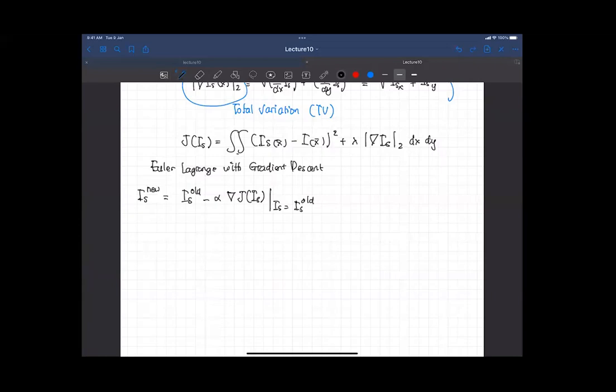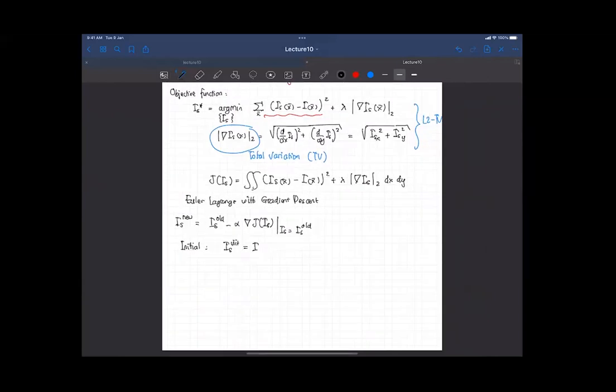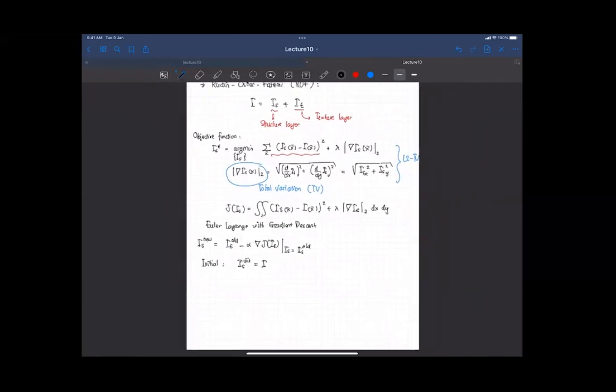And for the initialization, because it's gradient descent, you always need an initialization, and the initialization of IS, IS init, equals R. So first you copy the image into IS init, and then run this gradient descent, updating again and again until convergence, meaning that there is no change anymore in your IS. Then that would be your final IS. Any questions here for the process?